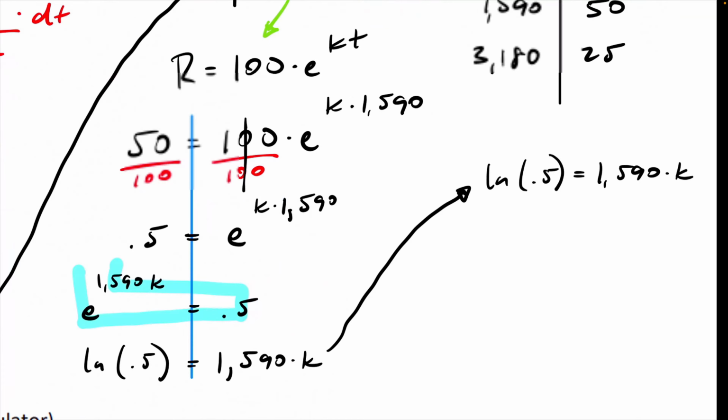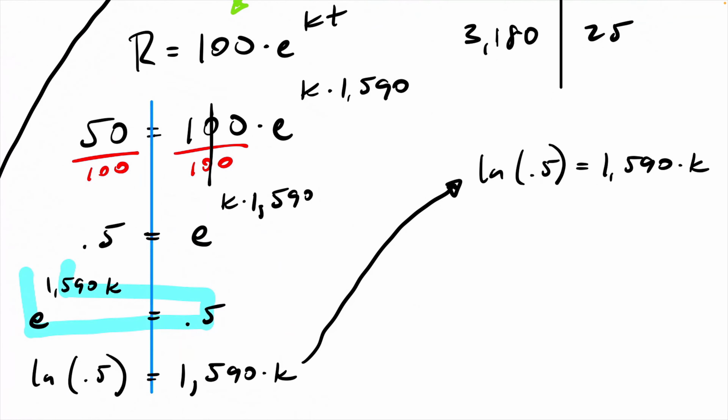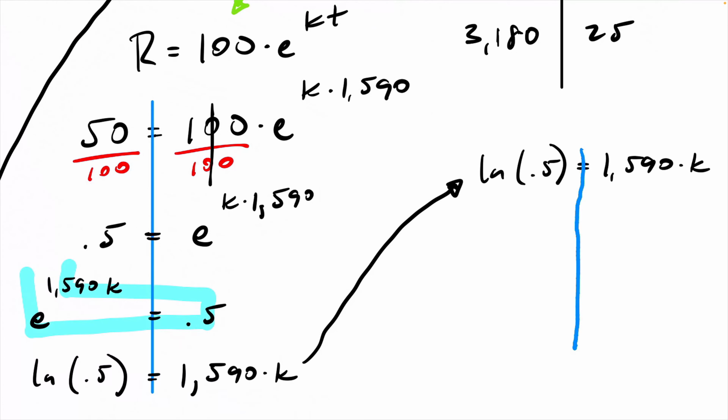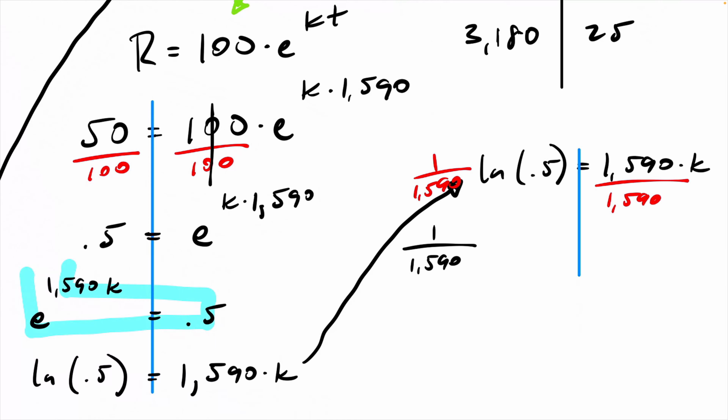Solve for k. How do I get k by itself? Divide both sides by 1,590. So instead of dividing, I'm just going to put a big fraction. Okay.